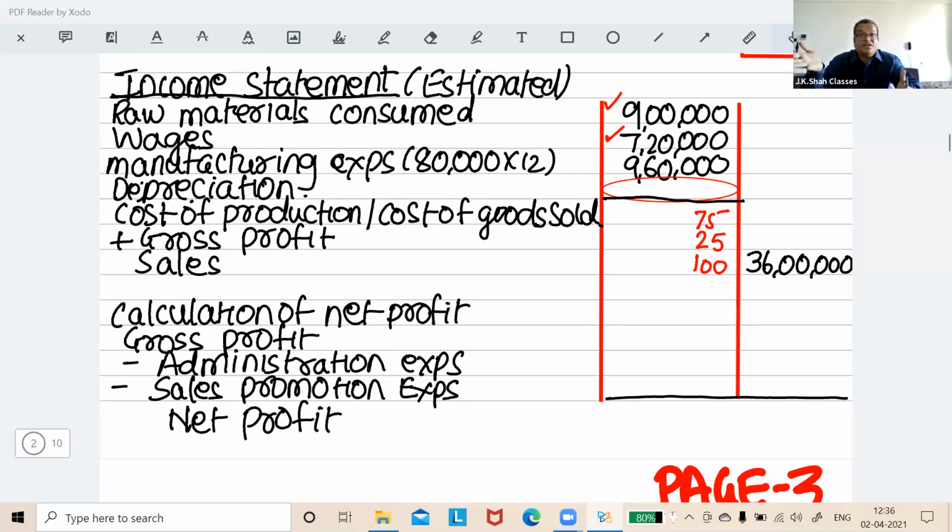For 12 months, we prepare the income statement for how many months? 12 months now, whether paid or not. So whatever my annual expenditure would be, it is 9,60,000. Everyone agrees on this?